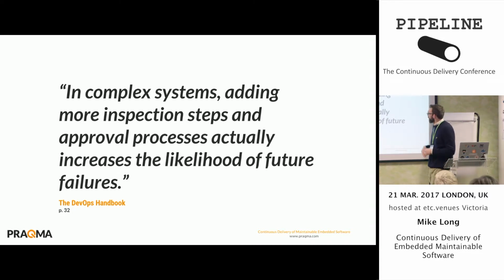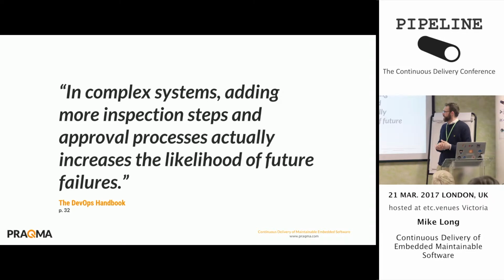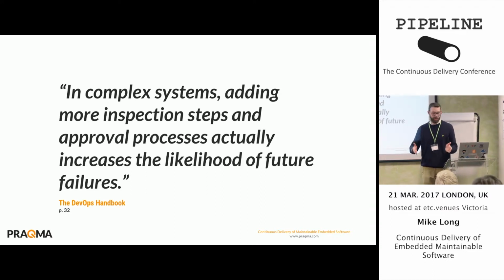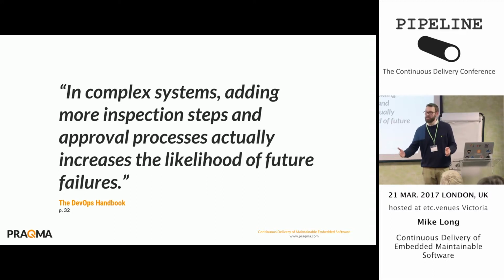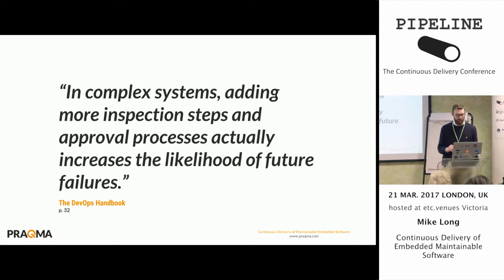So in complex systems, adding more inspection steps and approval processes increases the likelihood of future failures. But this is how we tend to approach things, especially in safety critical. Even SIL 2, a lot of the legislation and safety critical things that we have to follow is just adding a lot of manual steps. Or generally that's how they're implemented, as manual inspection processes. And it would be much, much better if we could turn that into some kind of automation.